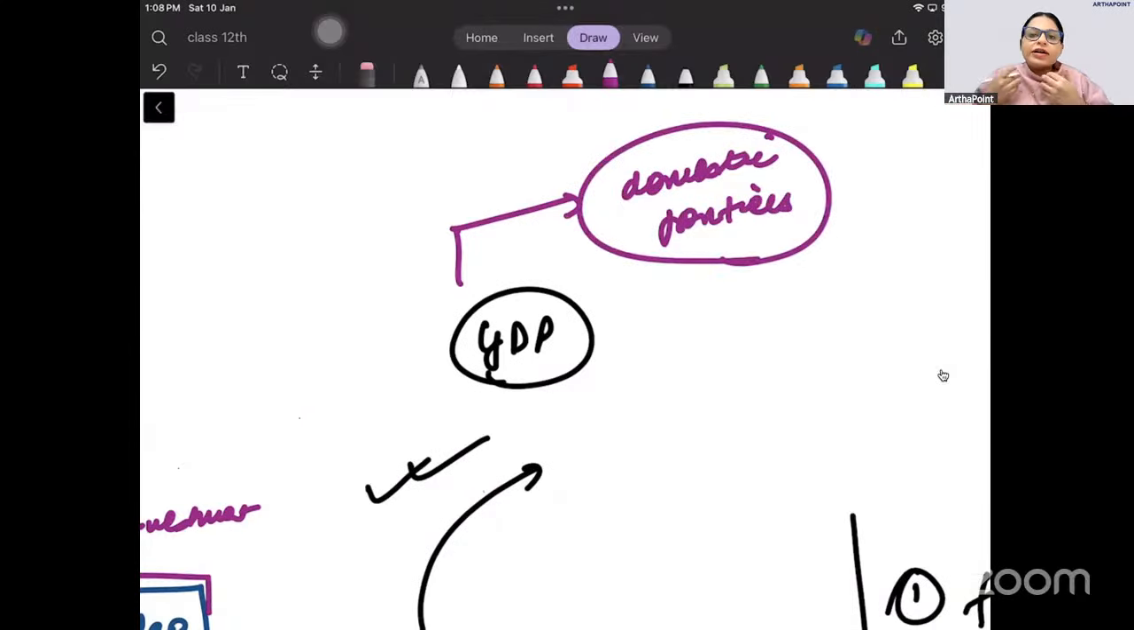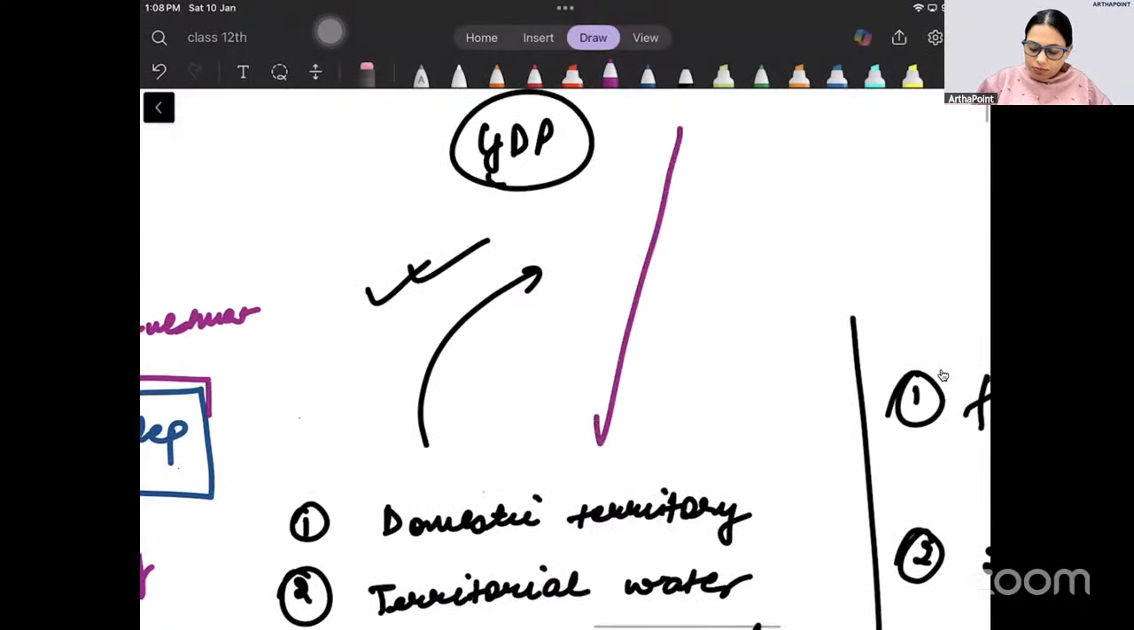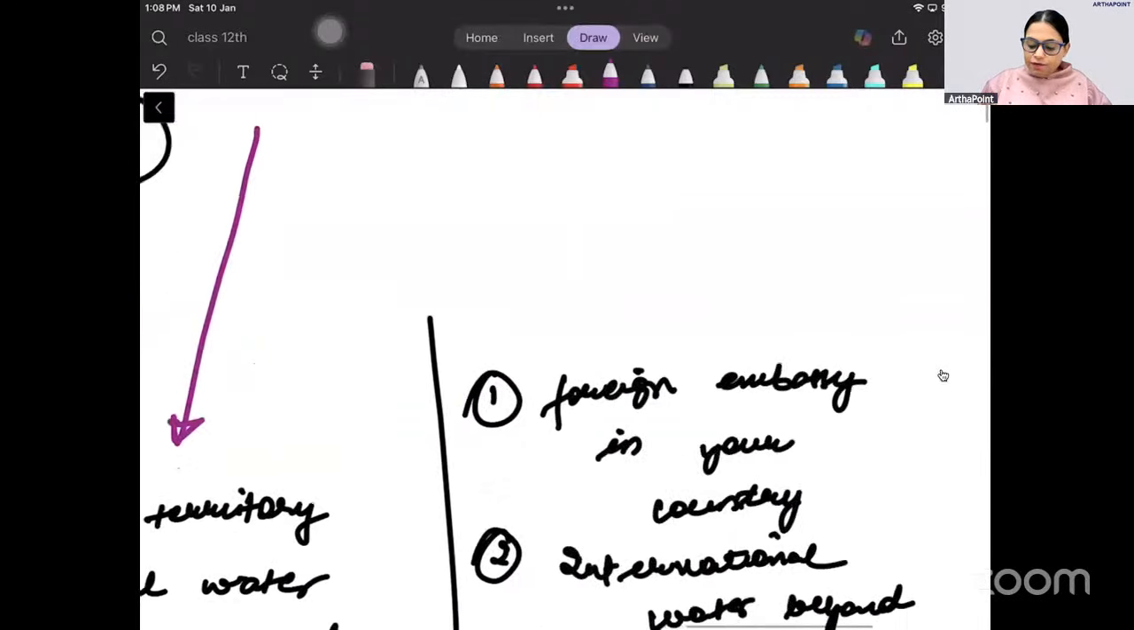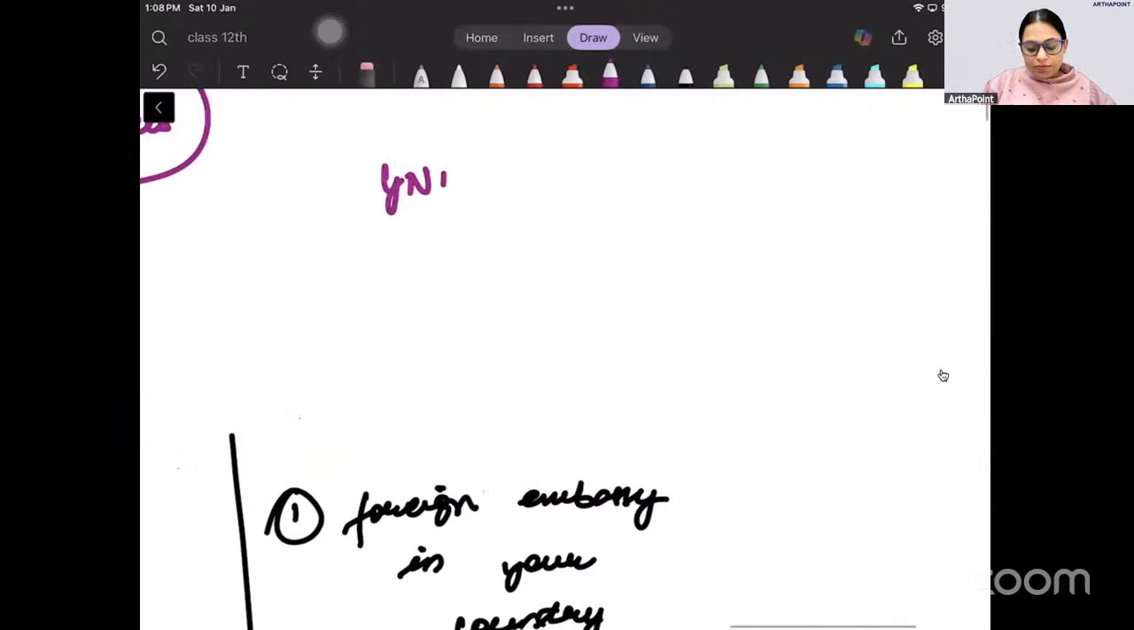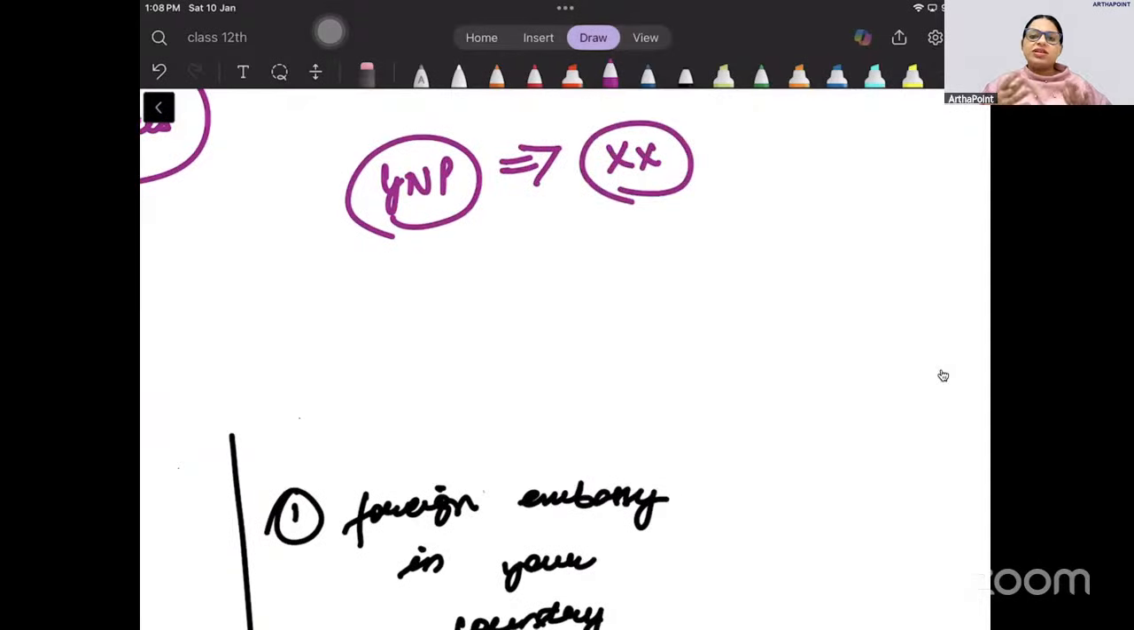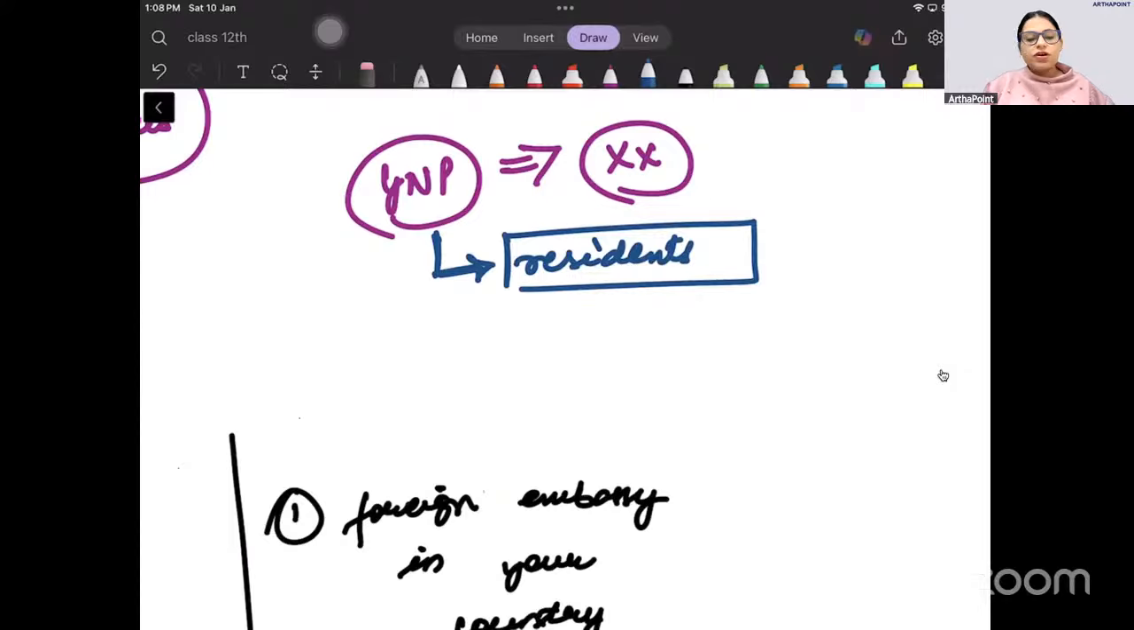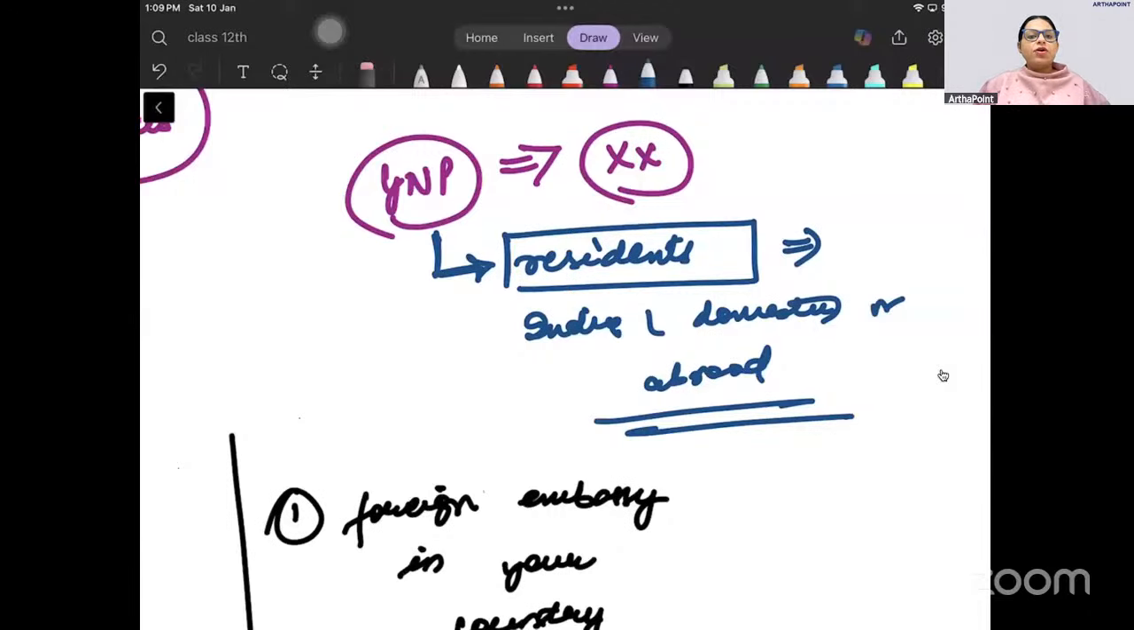And within domestic frontier, the meaning is that it has to be part of your economic territory. On the other hand, when we talk about GNP, Gross National Product, it has no relation with economic territory, no relation with domestic territory. Gross National Product, on the other hand, basically goes ahead and includes the income of the residents of the country wherever they live. India means the domestic country, and abroad.